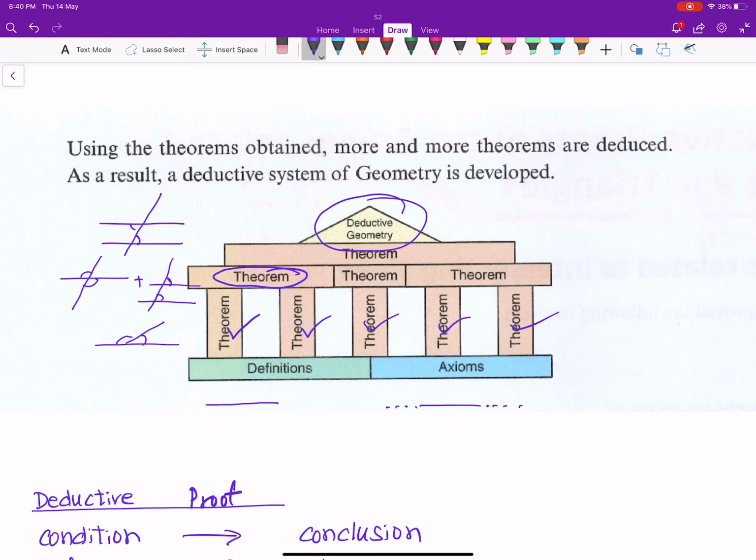For example, we can build the vertical opposite angles equal, and then also the corresponding angles equal. With these two theorems, we can build one more theorem about the alternate angles equal. So we prove step by step using a combination of theorems. Then the proof is about deductive geometry.